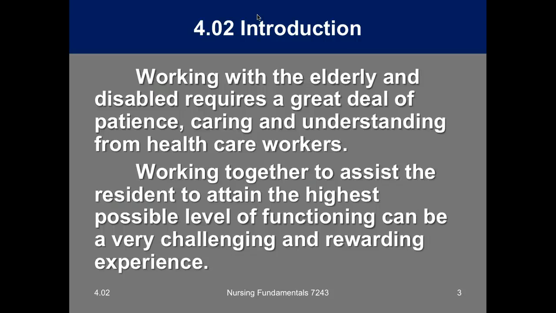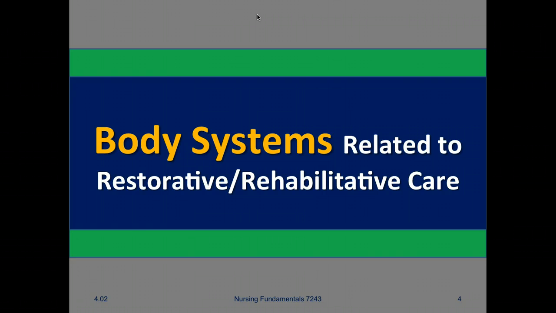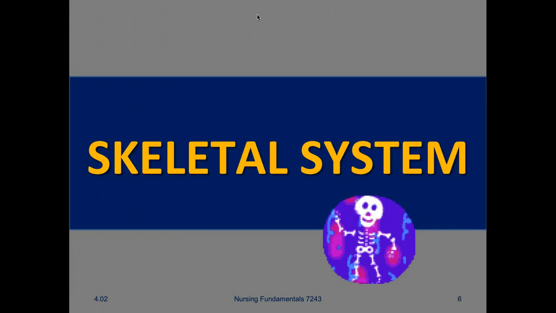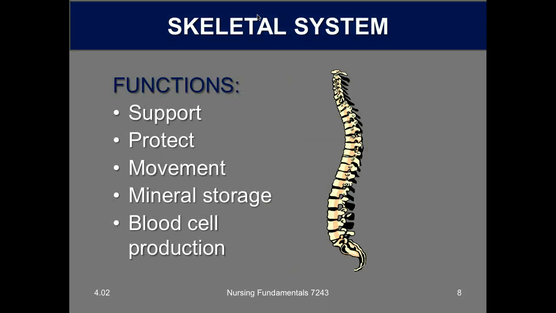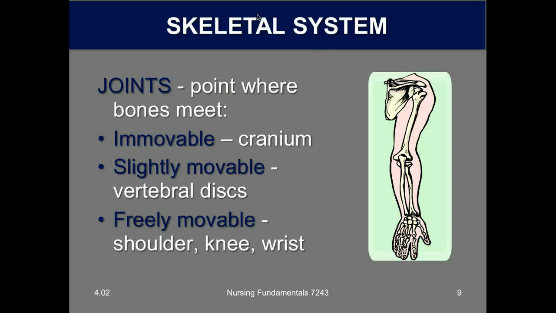workers. We have to work together to assist the residents to attain the highest possible level of functioning, and that can be very challenging, and it also can be very rewarding. So the body systems. Let's talk about the skeletal system. The skeletal system comprises the bony framework of the body. We have 206 bones. The functions of the skeletal system are support, protection, movement, mineral storage, and blood cell production.